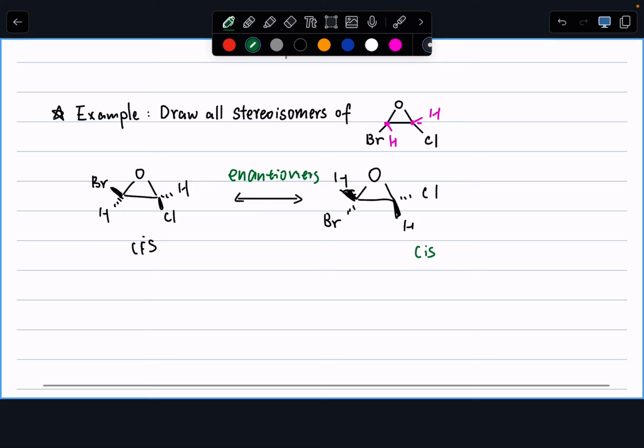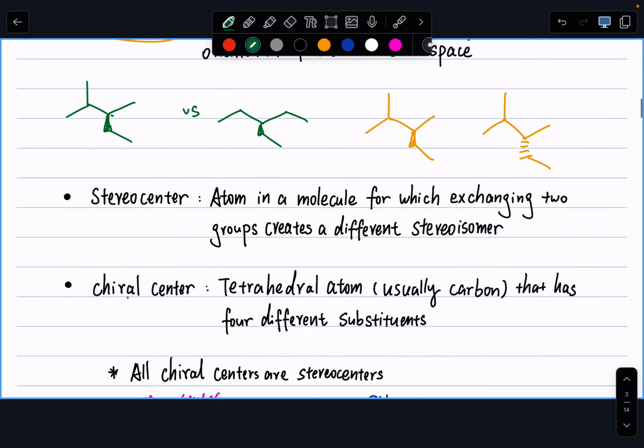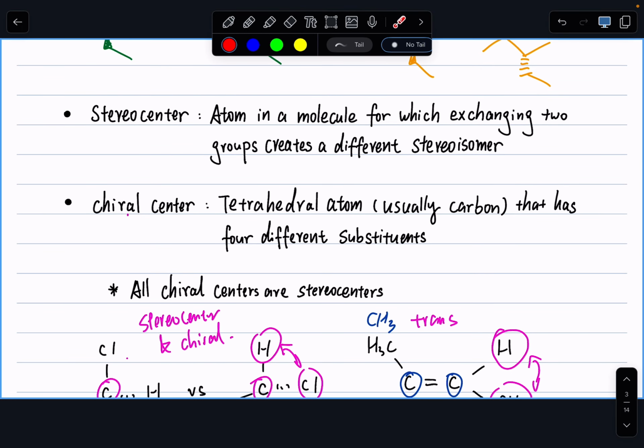Yes? Are chiral centers only going to be carbon atoms? So chiral centers, by definition, let's go back, right? A chiral center is a tetrahedral atom, typically carbon. You can have other tetrahedral atoms when you go down the periodic table, that has 4 different substituents on them.